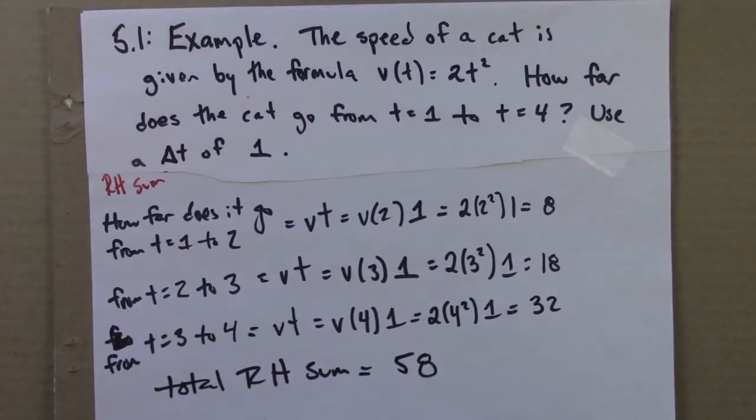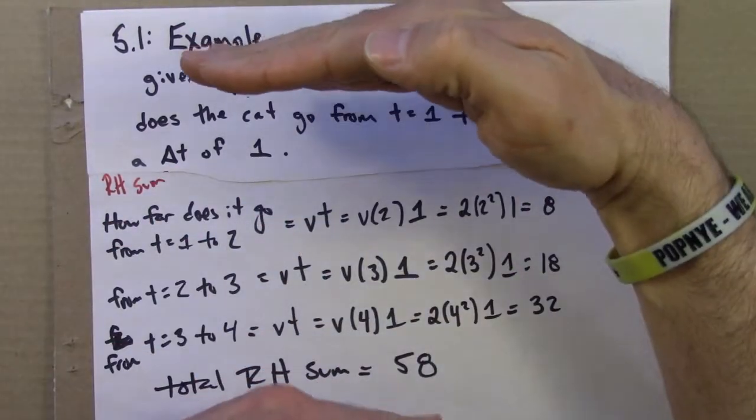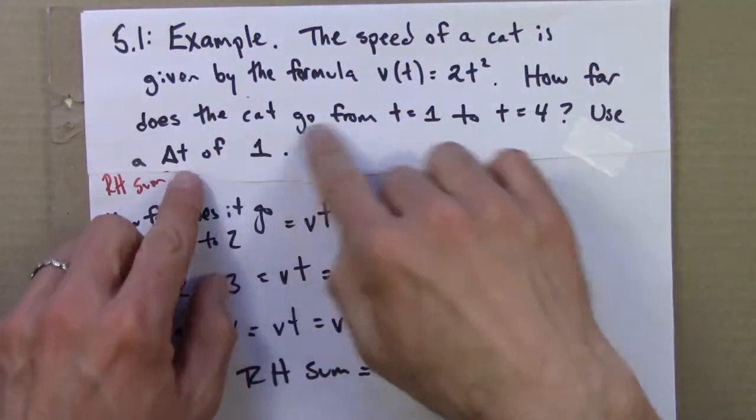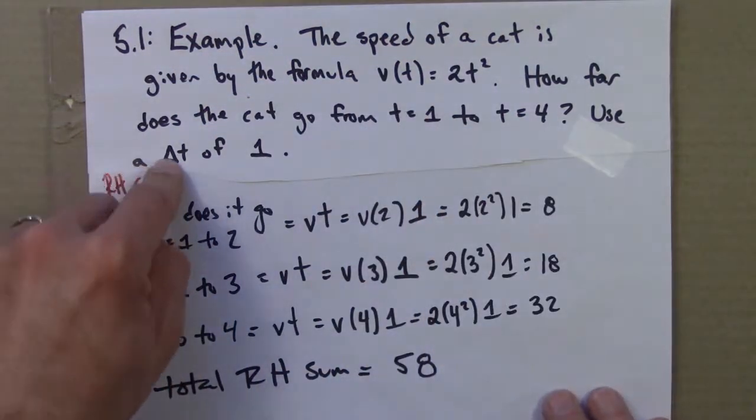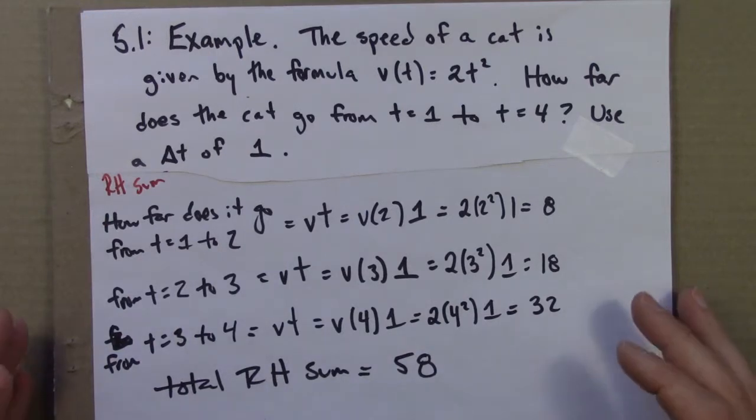Our right-hand sum was 58. That's a pretty big difference, but that's because we had a big delta t. If we needed to figure out more precisely how far the cat went, we could let delta t get smaller and smaller and smaller.